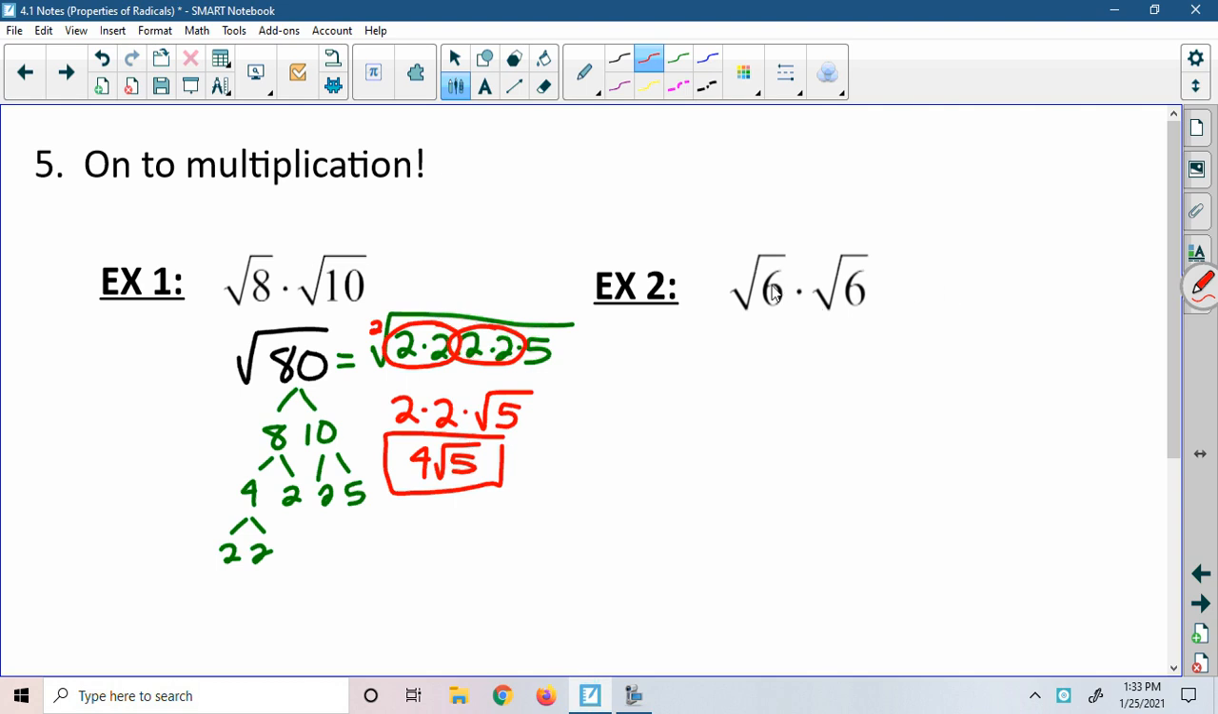Example 2 is kind of nice. It's just the square root of 6 times the square root of 6. When I multiply those, it'll be the square root of 36. And that one, we could do the factor tree, but I think you all have this memorized. The square root of 36 is just 6.